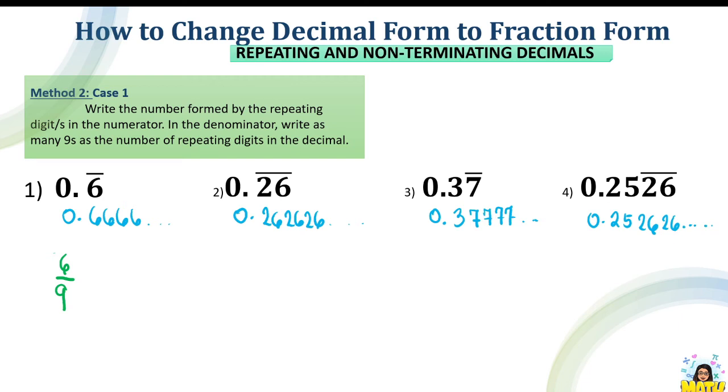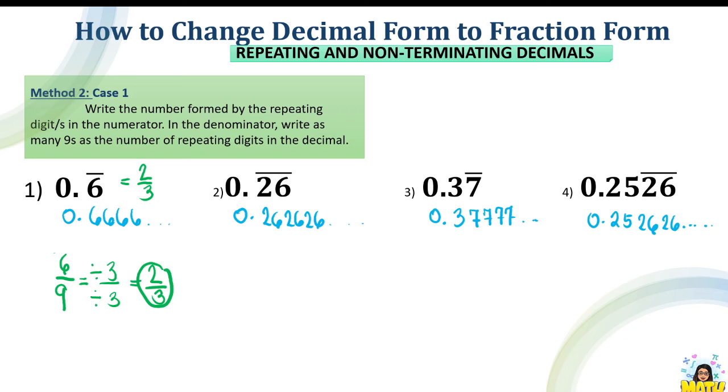Pero we can still reduce it into its simplest form. So find the GCF. Ano makakadivide sa 6 and 9? That is 3. So 6 divided by 3, 2. 9 divided by 3 is 3. So the final answer here is 2/3. So you can check that in your calculator. 2 divided by 3, that will give you 0.666.